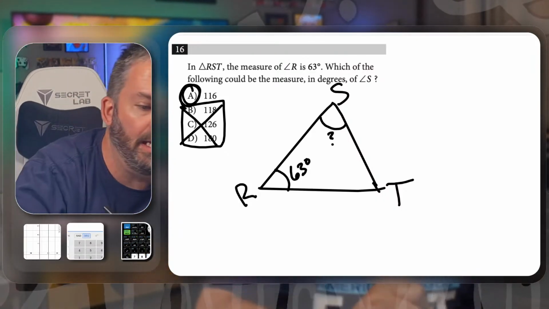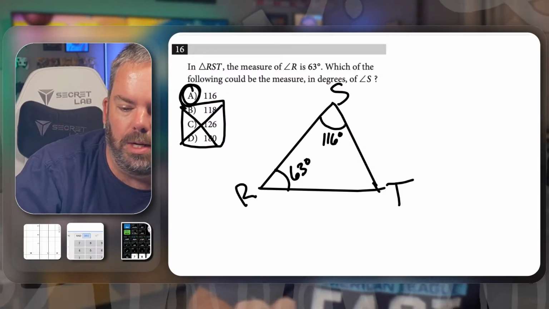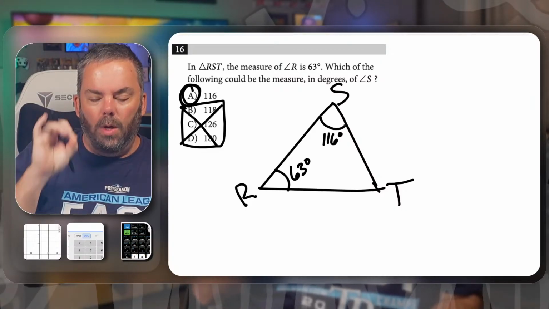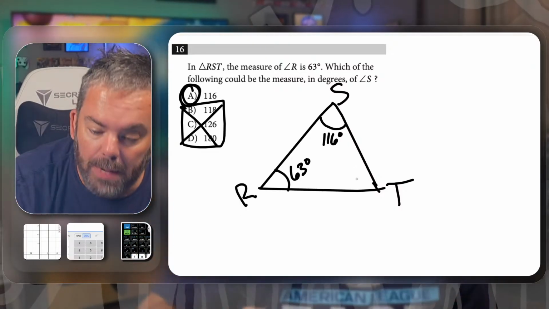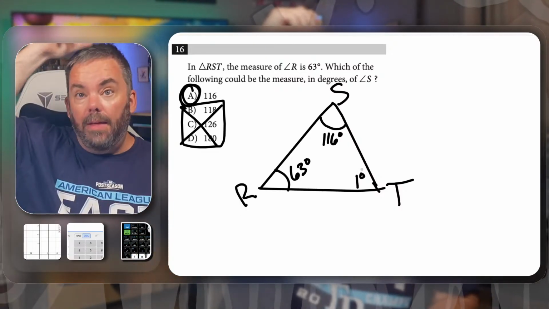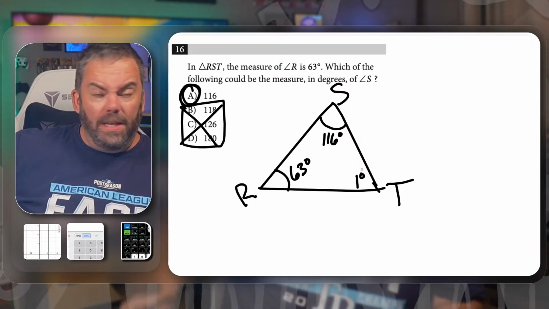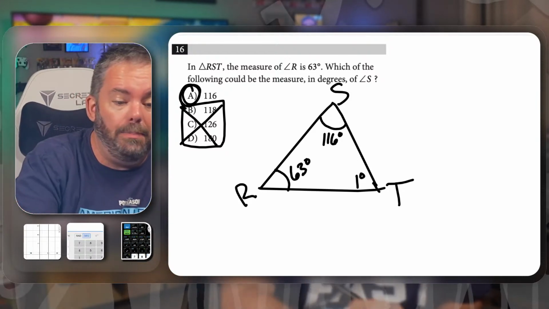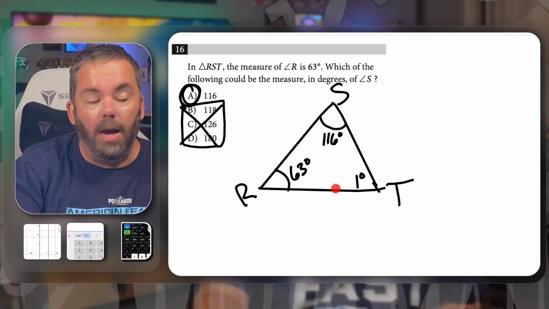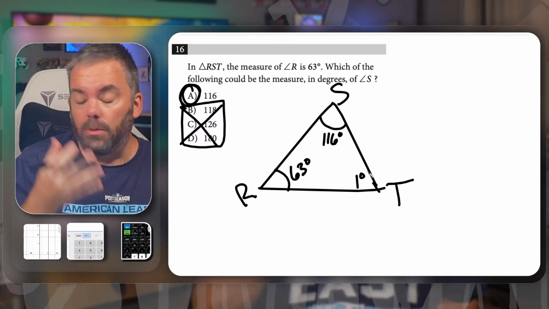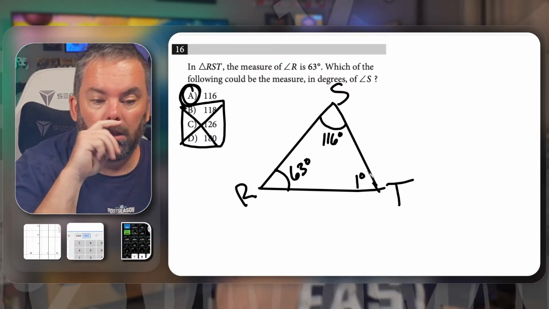Because if A, let's put it in here and just double check, right? So if angle S is 116 degrees, then those 116 and 63 would add up to 179, which would mean angle T could be 1 degree, and then they would add up to 180. Feeling pretty good about that, right? Now, of course, this is not what this triangle would look like, because the angle I drew is not 116 degrees. This angle is not 1 degree, but it doesn't matter because we're letting the math do the work, not my crummy picture, right?